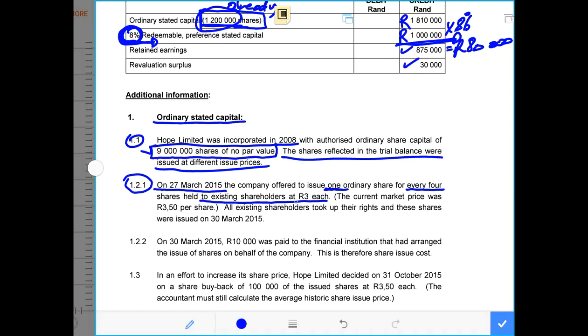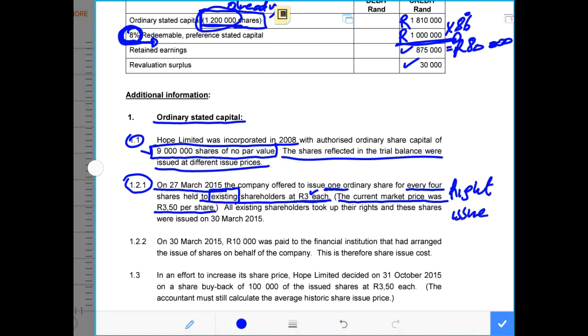For every 4 shares, you always divide by that. And these shares were issued at the price of 3 rand. And they further say to us that the current market price was 3 rand 50 cents. And the minute the current market price is higher than the issue price, that is called the right issue, where the shares are issued at a price lower than the market price and to existing shareholders, the shareholders that are already in the share register. So now this is the so-called right issue, shares issued at a price lower than the market price.